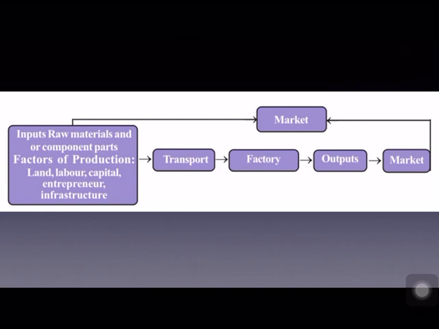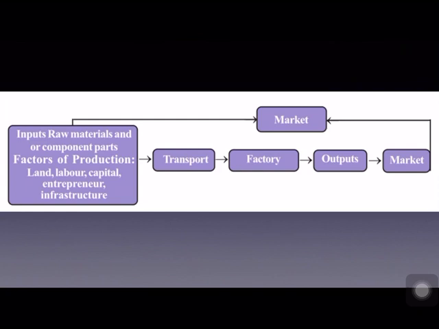See this chart. Inputs: raw materials and component parts. Raw materials which are required in the production process, or any other component parts which are also used in the production process, are called basic inputs for any industry. These are the basic inputs, raw materials and component parts. And factors of production are land, labor, capital, entrepreneur. These four are factors of production.